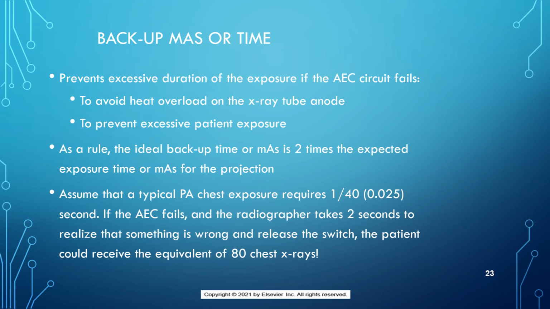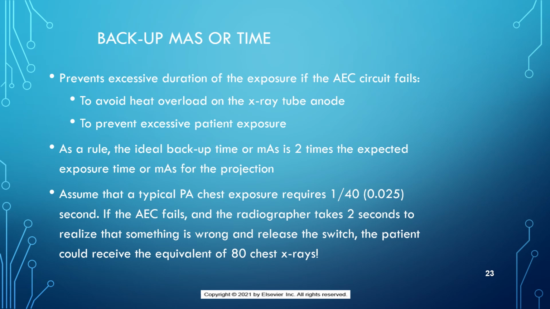So in every AEC software, you might notice that it says AEC engaged, but then it also has like 400 or 600. What does that mean? That means if the chamber fails to capture enough photons and the exposure keeps running and keeps running, and it doesn't trigger a termination of the exposure in the ion chamber, the machine's going to automatically kill the exposure when the backup mass or the backup time is reached.